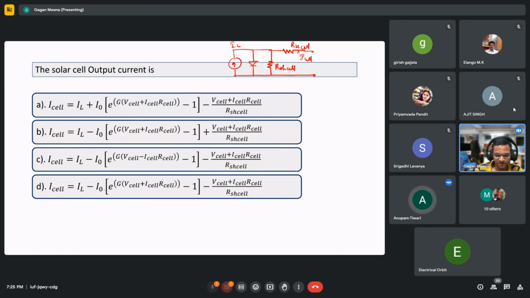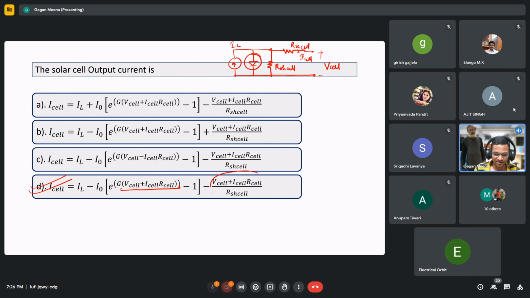So we are saying D. Who is saying C? Are C and D the same or different? It should be D, because this voltage is the voltage across this diode, and voltage across this diode is V cell plus I into R cell. D is the correct answer.